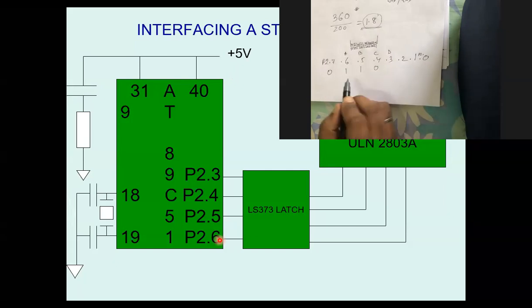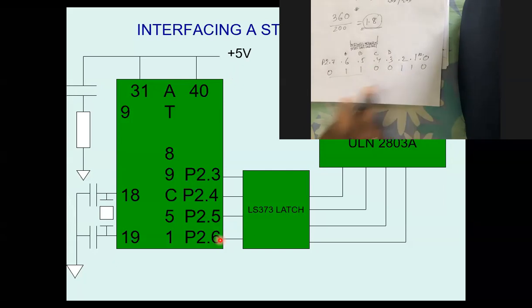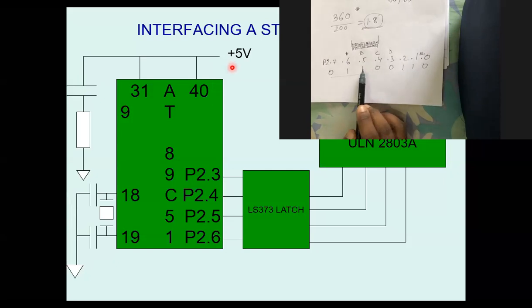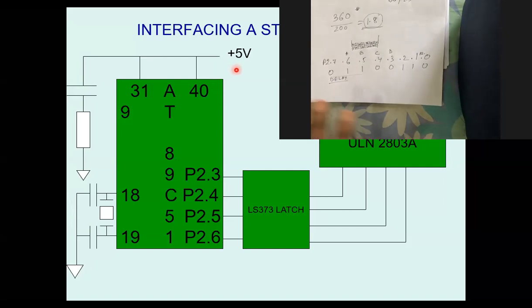This value is repeated once again for rotations. So these four only are connected. Now energize A and B. Next, I want to energize B and C. Now B and C are energized. Next, we are using a delay program. I'm giving a delay. Why delay? I will discuss later on.